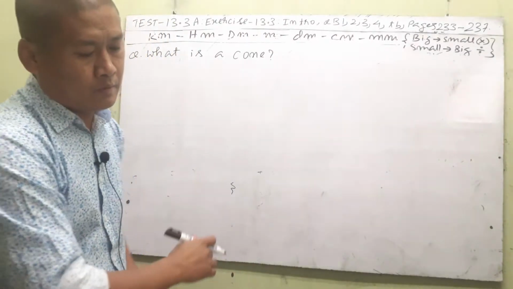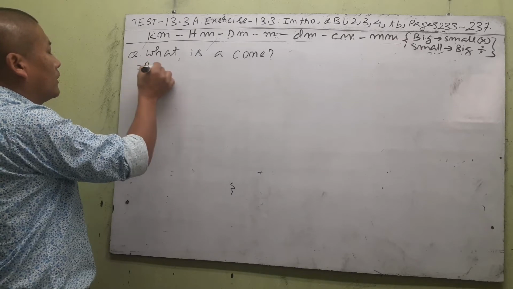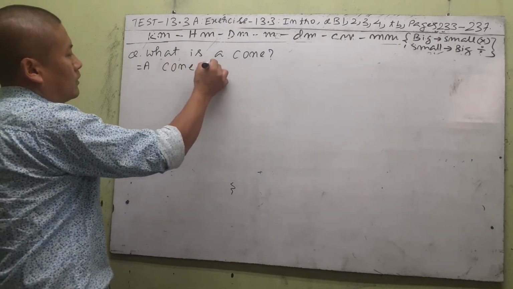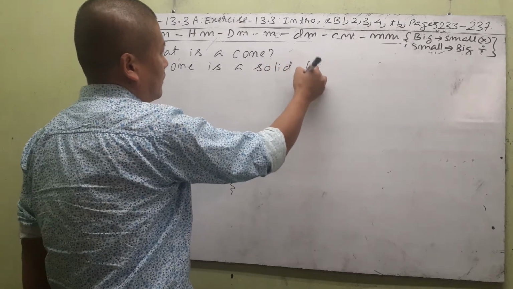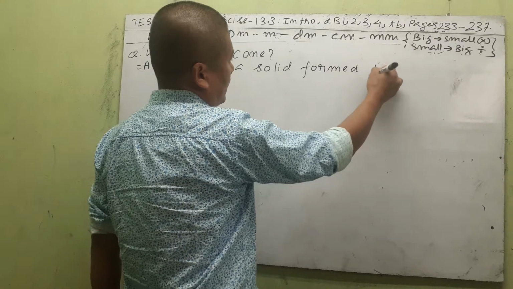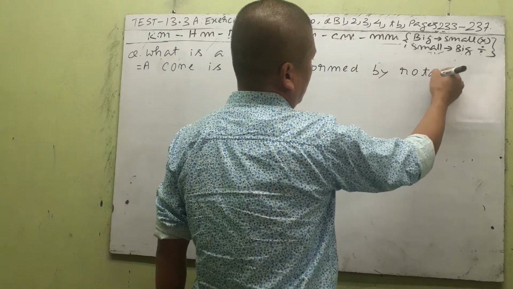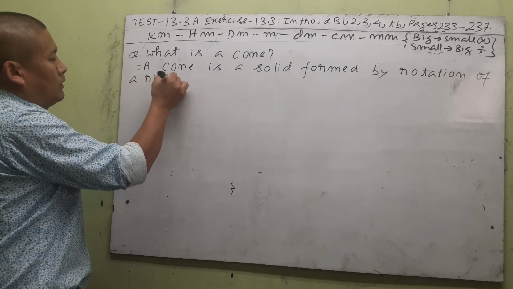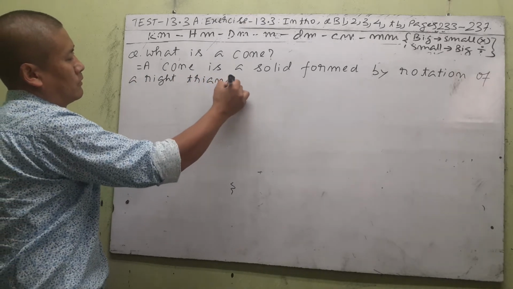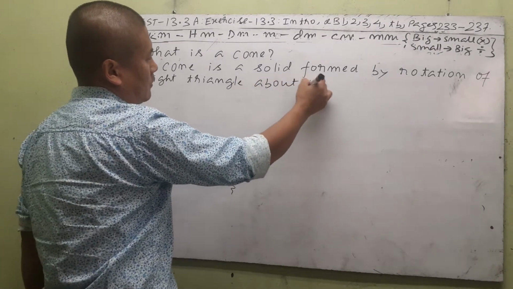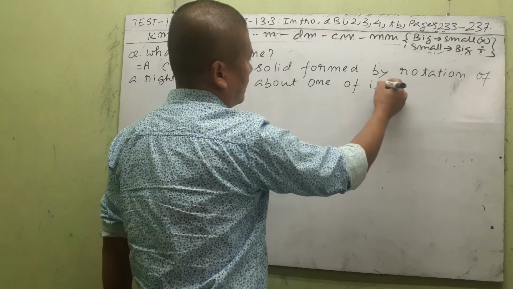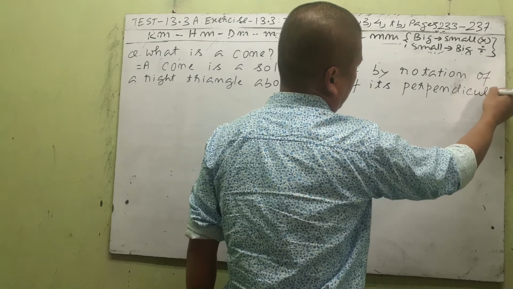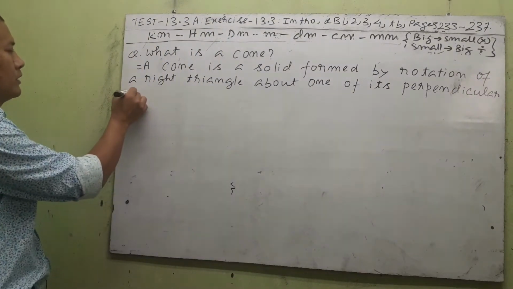So this one, okay, a cone. A cone is a solid formed by rotation of a right triangle about one of its perpendicular sides. Okay, one of its perpendicular sides.